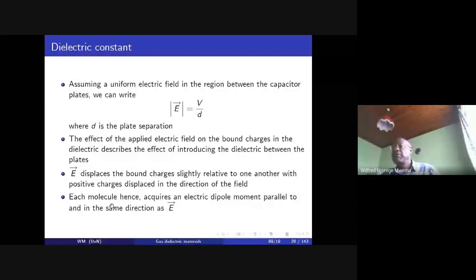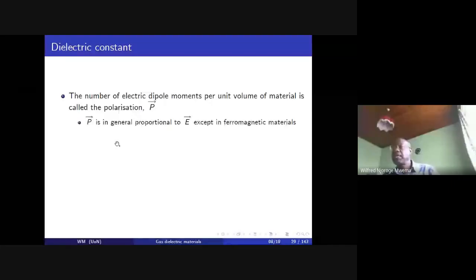The number of electric dipole moments per unit volume is the polarization vector P, and P is in general proportional to E, except in the materials that we call ferroelectric materials. And therefore, P is just going to be given by epsilon naught multiplied by chi E, where chi E is what we call the electric susceptibility of the material, multiplied by the applied electric field.